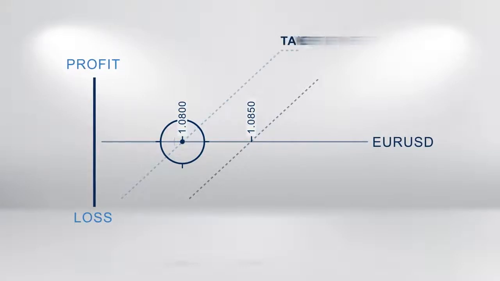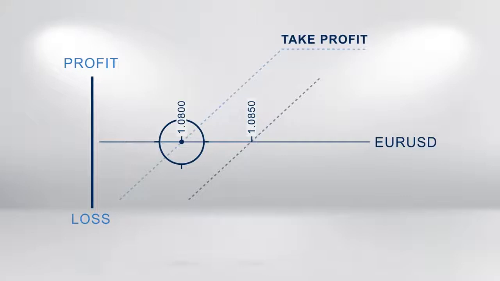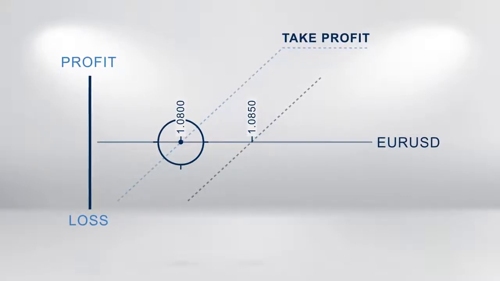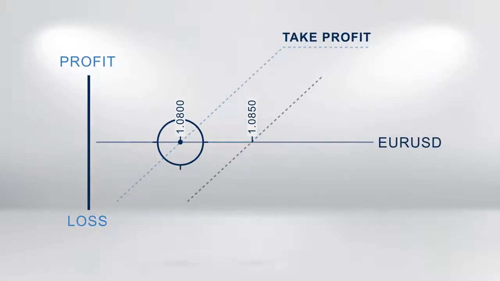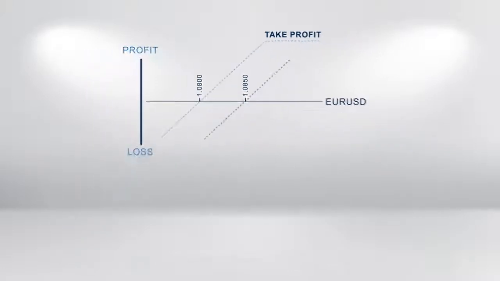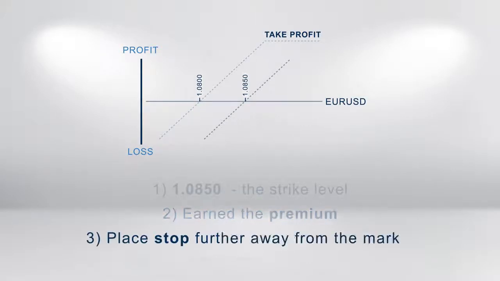You use the short option as a take-profit level for your spot position. You choose the strike price of the option to be equal to the target for your spot position. If the option gets exercised, then you will sell spot at the strike level. So, you made money on the spot move, you made money from selling the option, and you decreased the likelihood of getting stopped out.